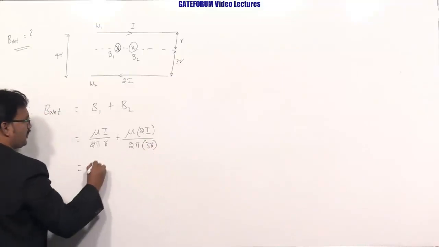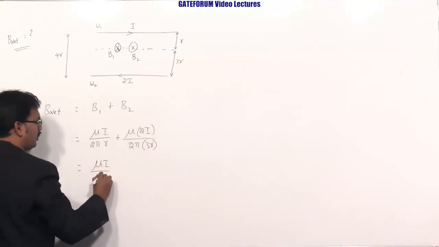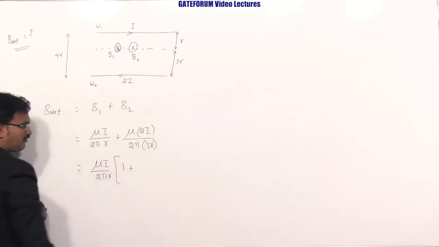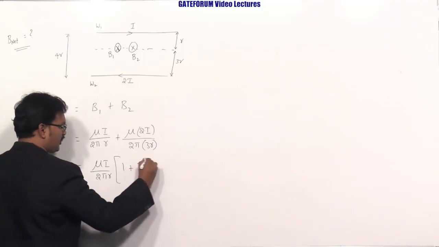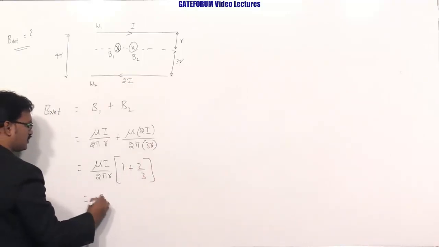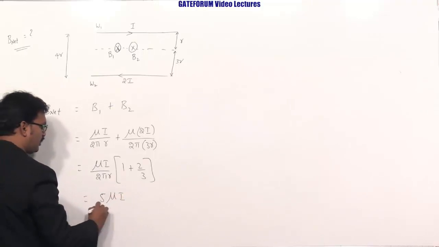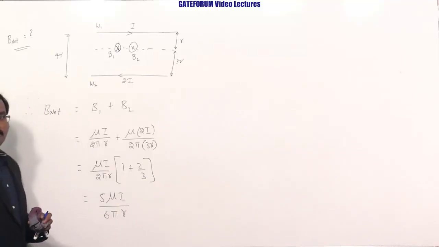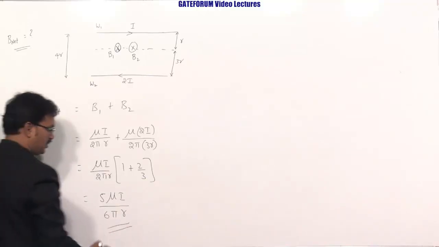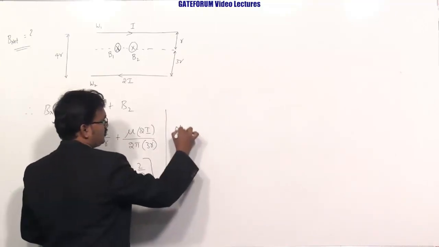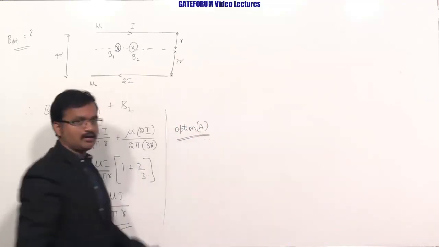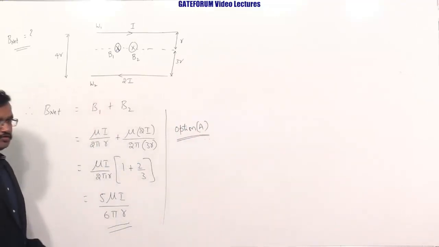Now I can take mu I by 2 pi r common. Then I am going to get 1 plus 2 by 3. If you do this, you are going to get 5 mu I by 6 pi r. Understood? So hence option A is correct. For this question, option A is correct. This is the end of this question.